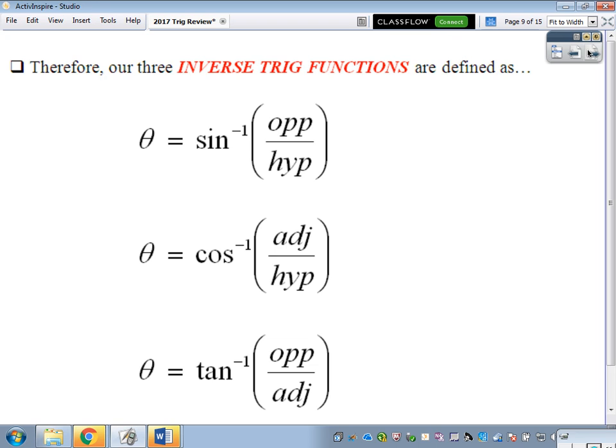Again, quick recap in terms of what we do. These inverse trig functions are used any time we're solving for the angle. When we solve for the sides, we'll use our standard trig functions.